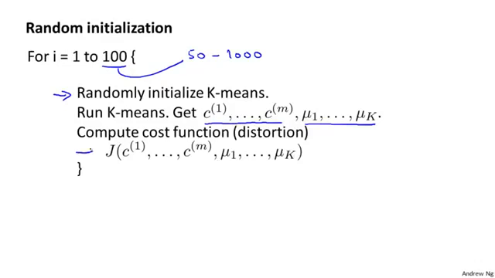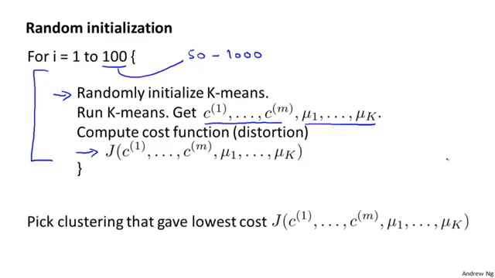And we would then compute the distortion j, that is compute this cost function, on the set of cluster assignments and cluster centroids that we got. Finally, having done this whole procedure 100 times, you will have 100 different ways of clustering the data. And then finally, out of these 100 ways we've found of clustering the data, just pick the one that gives us the lowest cost, that gives us the lowest distortion.